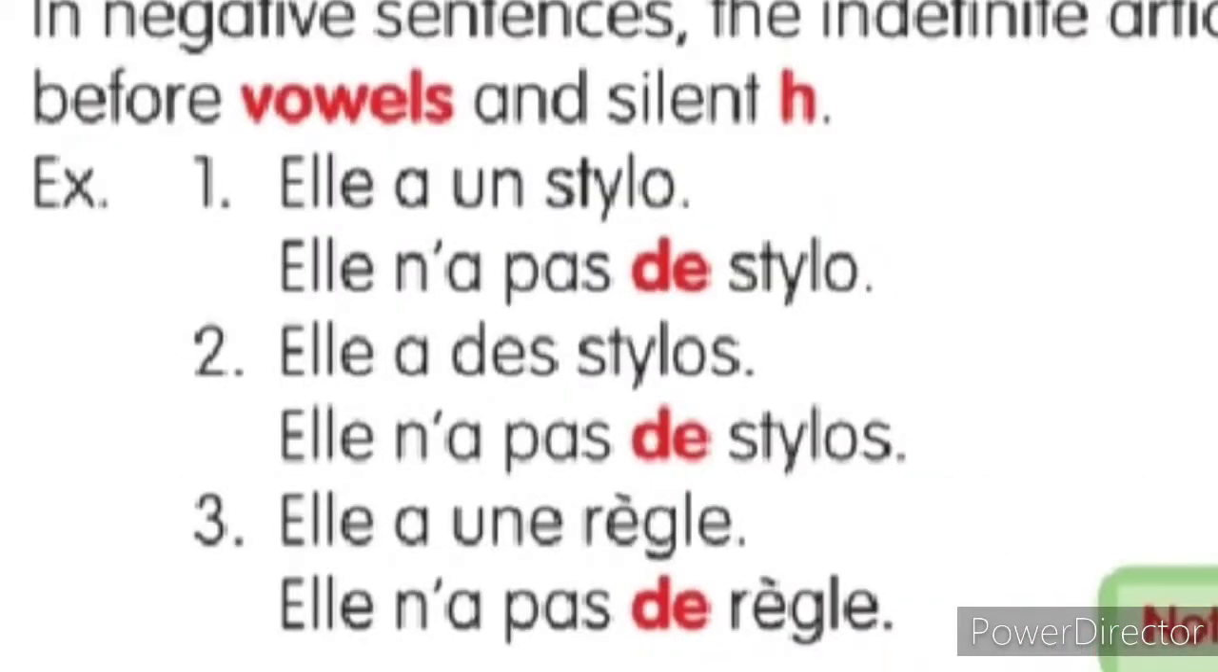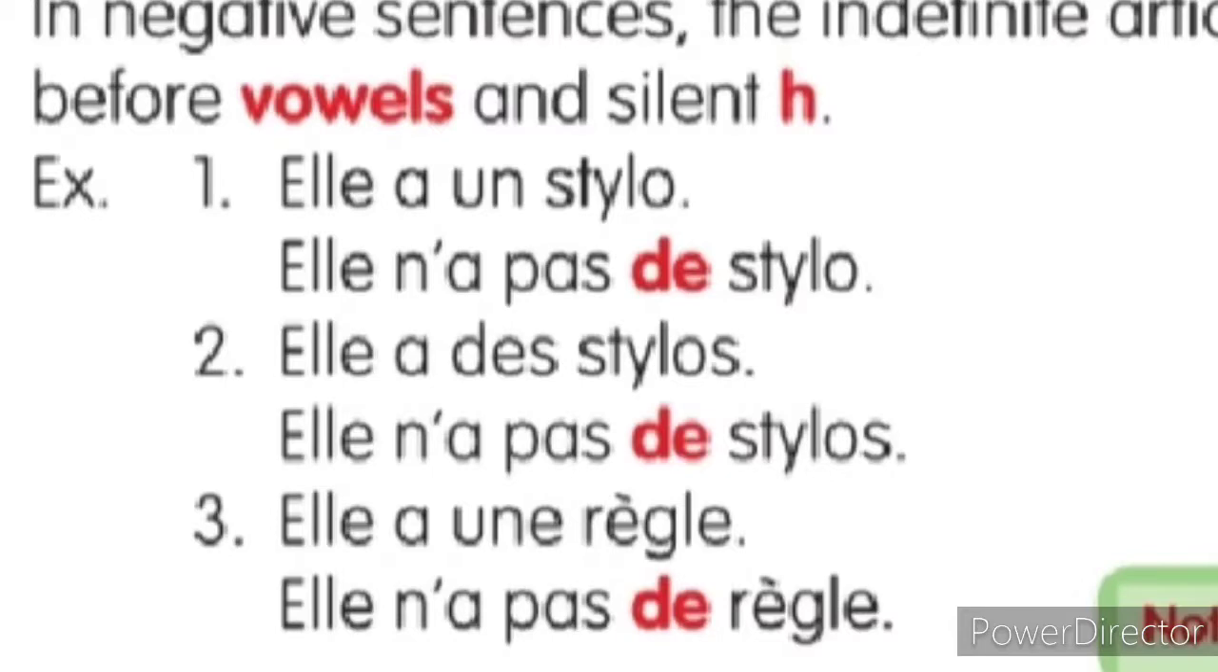For example, elle a le stylo. I have the pen. I don't have the pen. When you use the definite article, you can use ne pas and the article. Elle n'a pas le stylo. You can use elle n'a pas le stylo. Only for the indefinite article, you are not supposed to use the article.